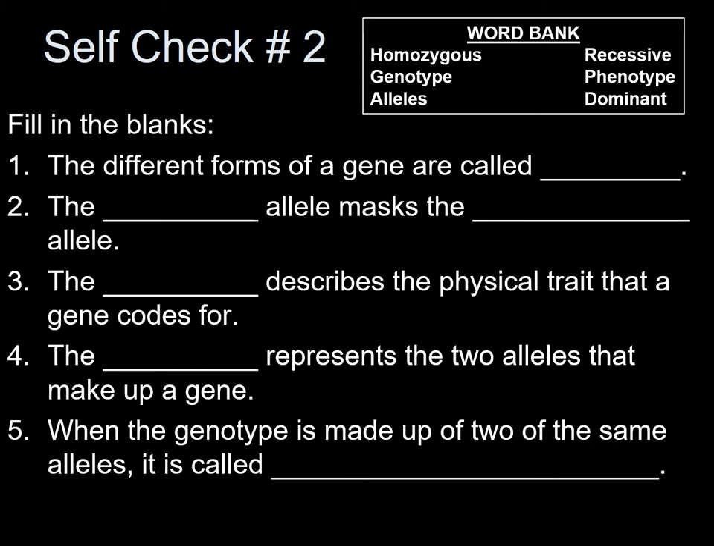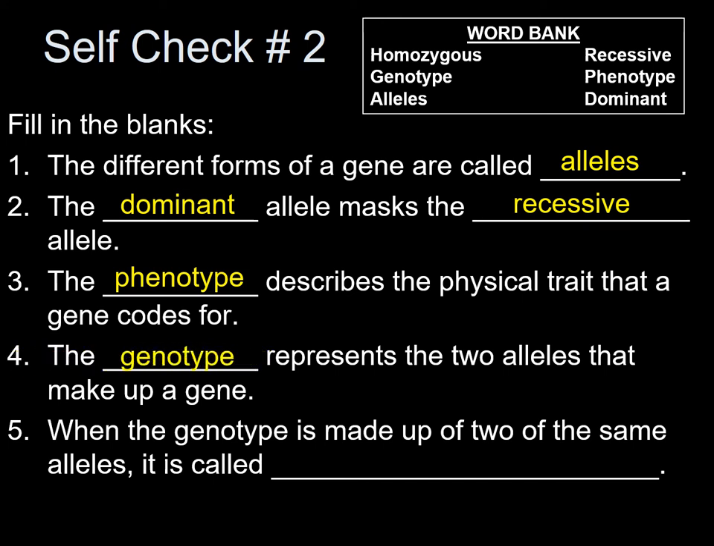All right, let's check your answers. Number one, the different forms of a gene are called alleles. Number two, the dominant allele masks the recessive allele. Number three, the phenotype describes the physical trait that a gene codes for. Number four, the genotype represents the two alleles that make up a gene.